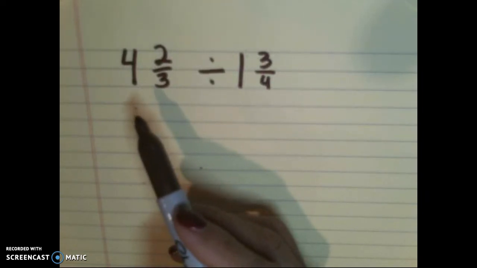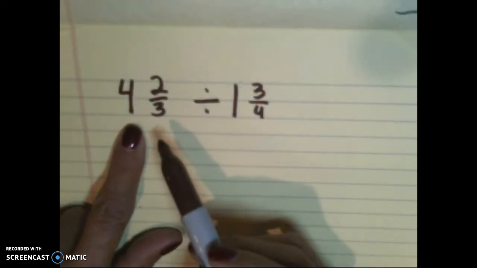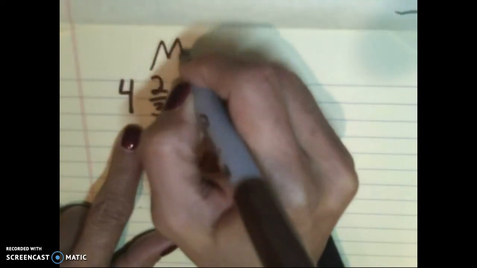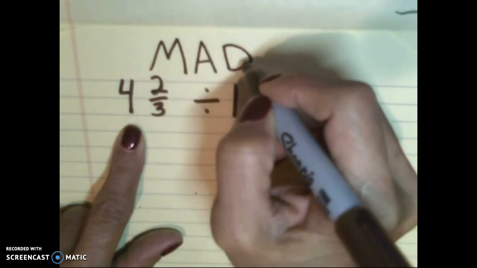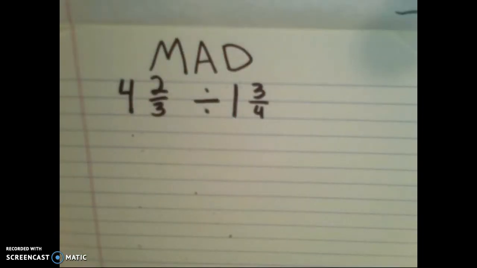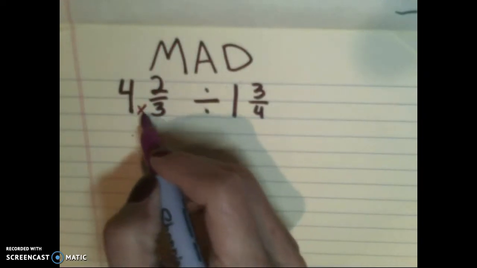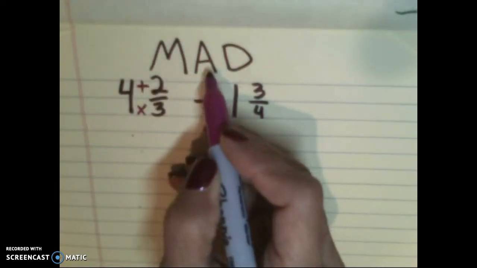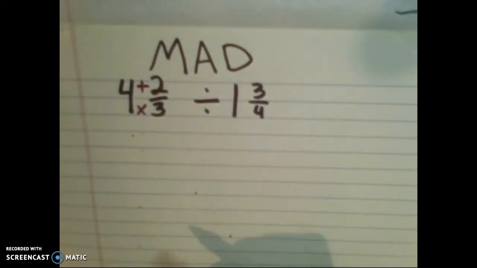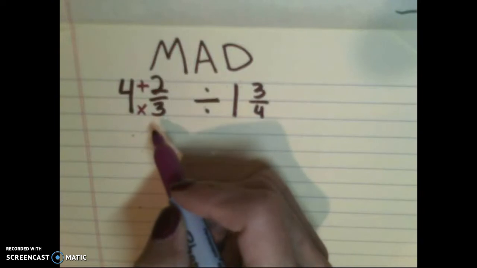In order to turn it into an improper fraction, we're going to do what we did today, and we're going to change this mixed number and make it MAD. If you remember, we talked about multiply, add, and then the denominator. So we're going to make this mixed number MAD and turn it into an improper fraction. We take our 3 and multiply by the 4, and then add the 2, and then we talk about the denominator.